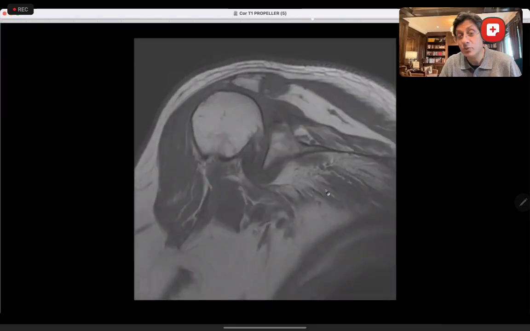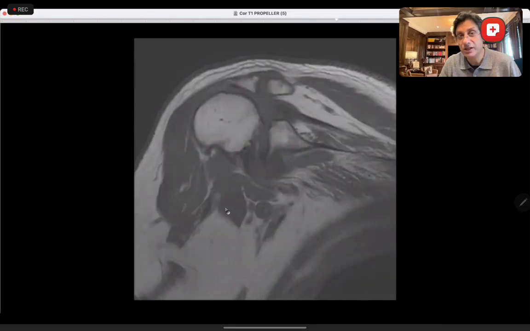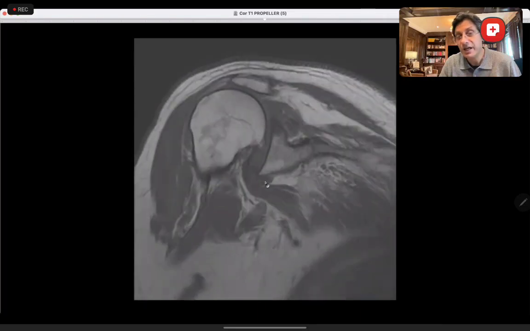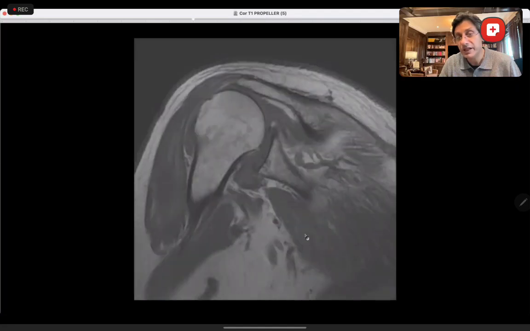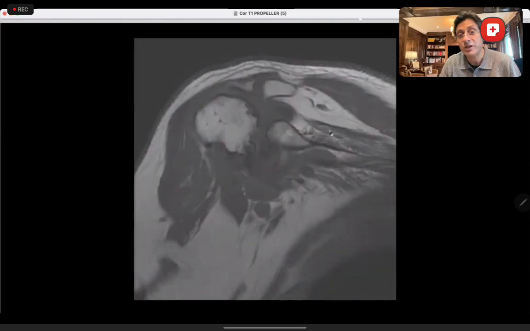So you see the difference between this muscle and this muscle. This is all bright. This is gray. This is more gray. So this is a normal muscle. Teres minor here is probably normal. You can see it here. But this infraspinatus is abnormal. So is the supraspinatus. What about the subscap?